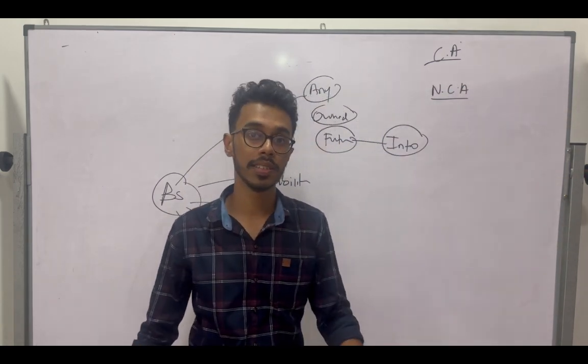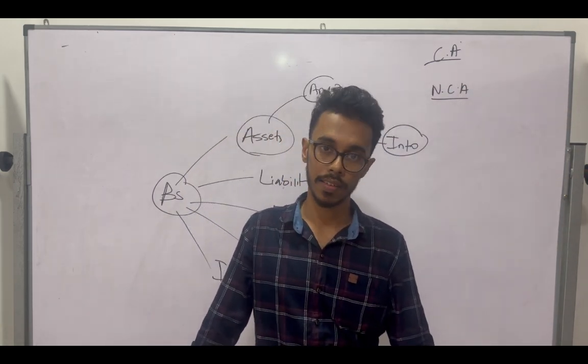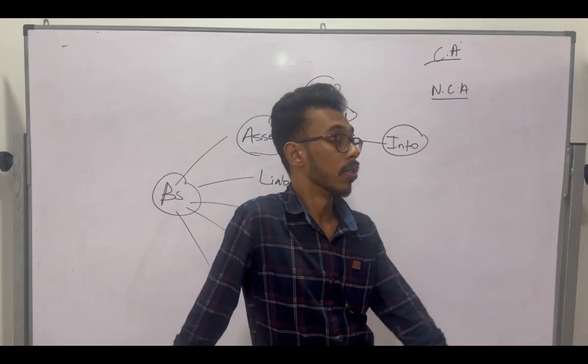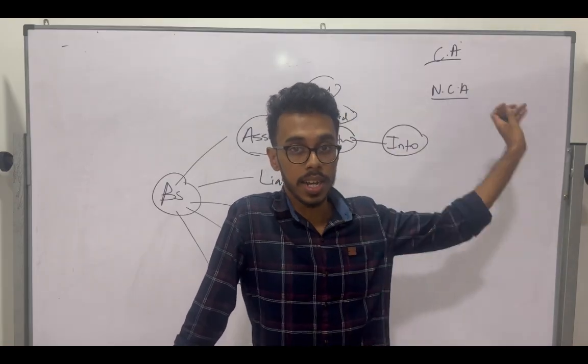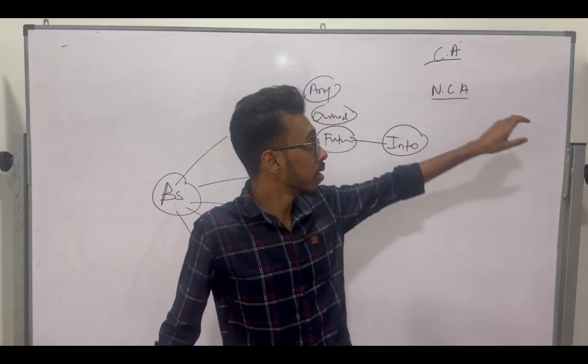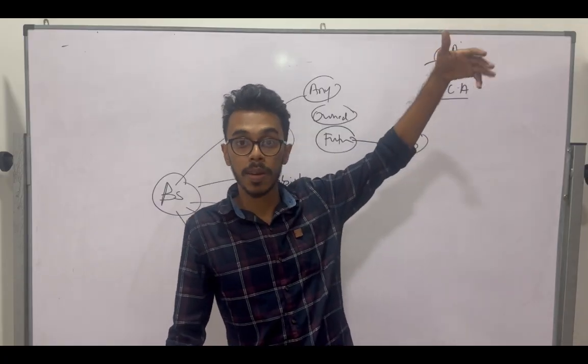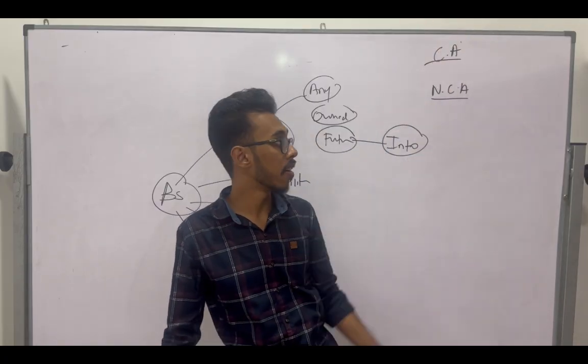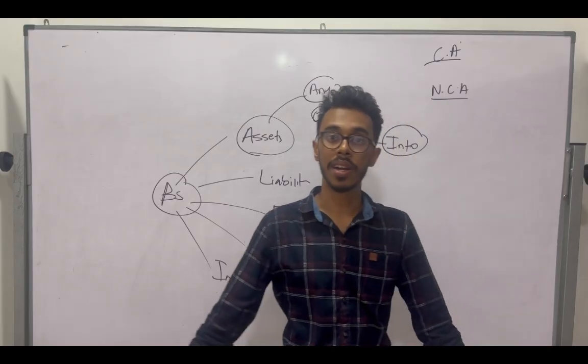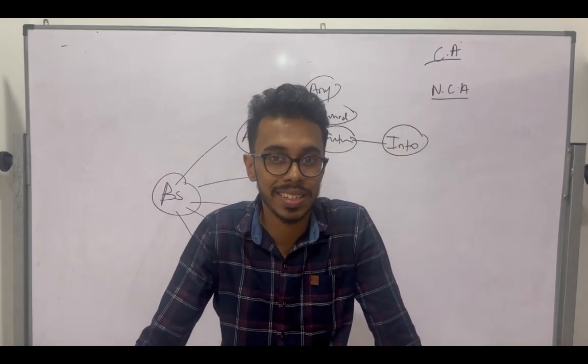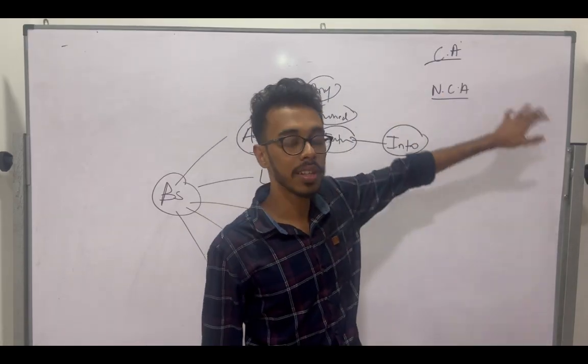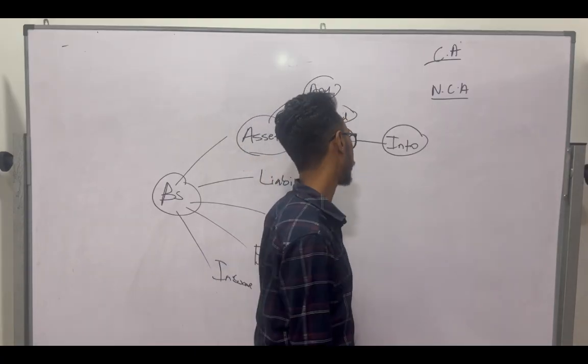For example, cash, stocks, and debtors, those will be current assets. Non-current assets are the things which will be used for more than a period of 1 year. So, motor vehicles, buildings, land, those things will come under non-current assets.